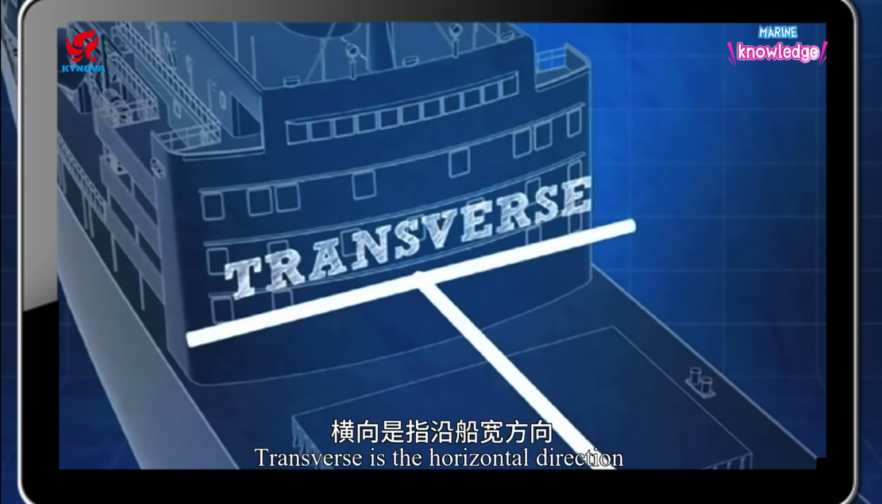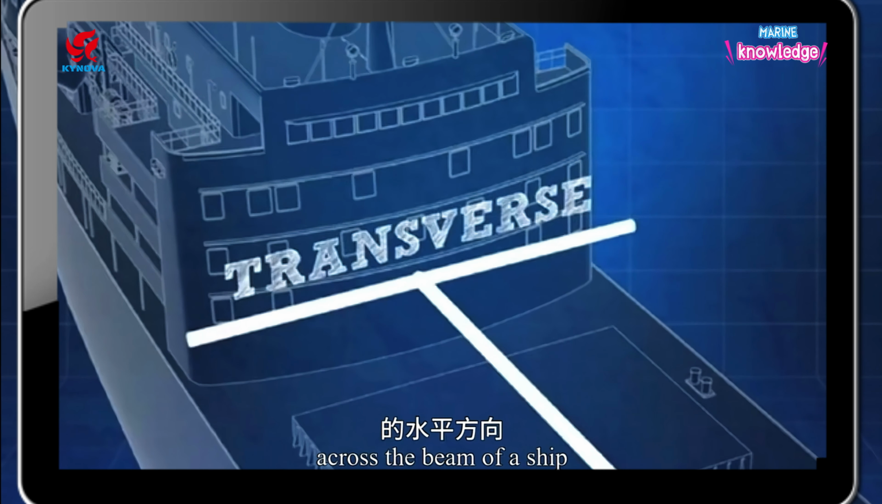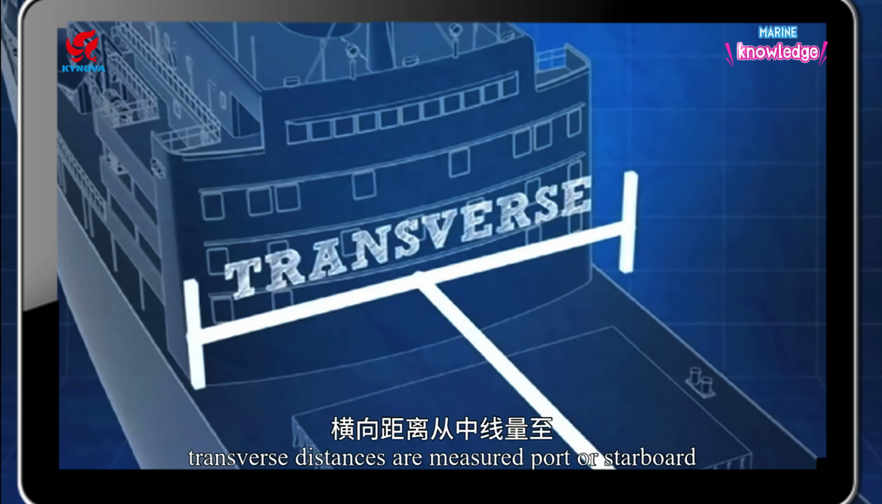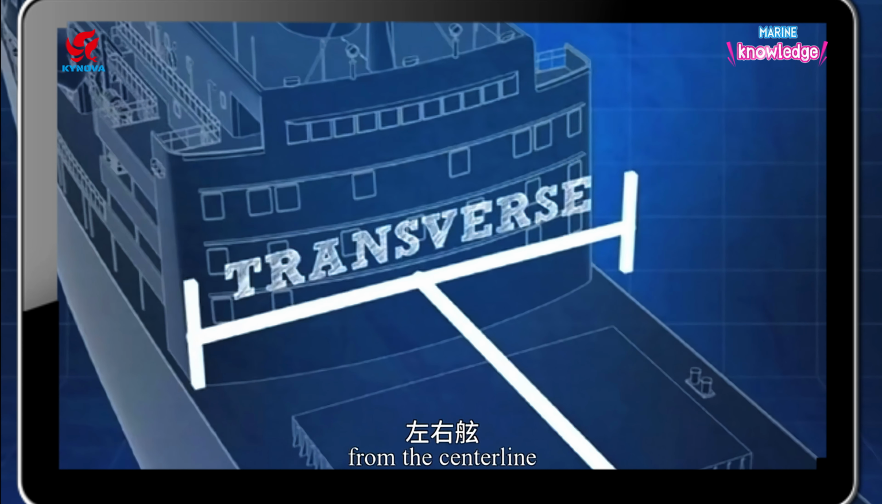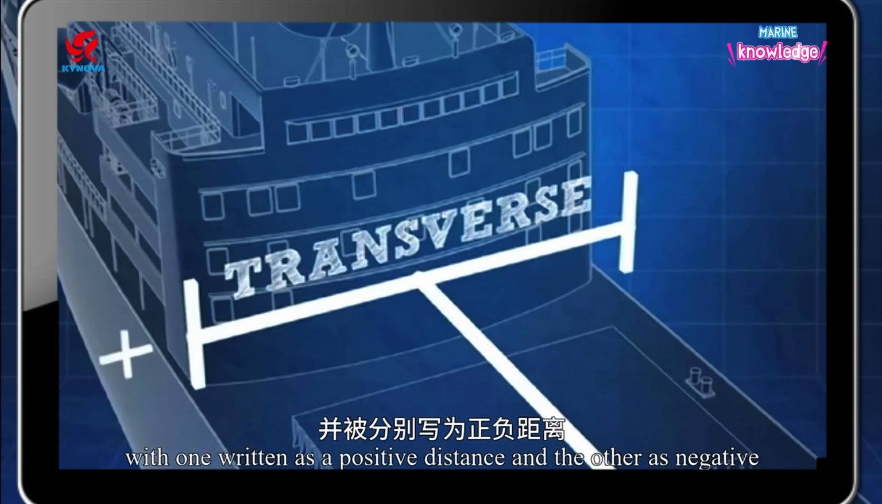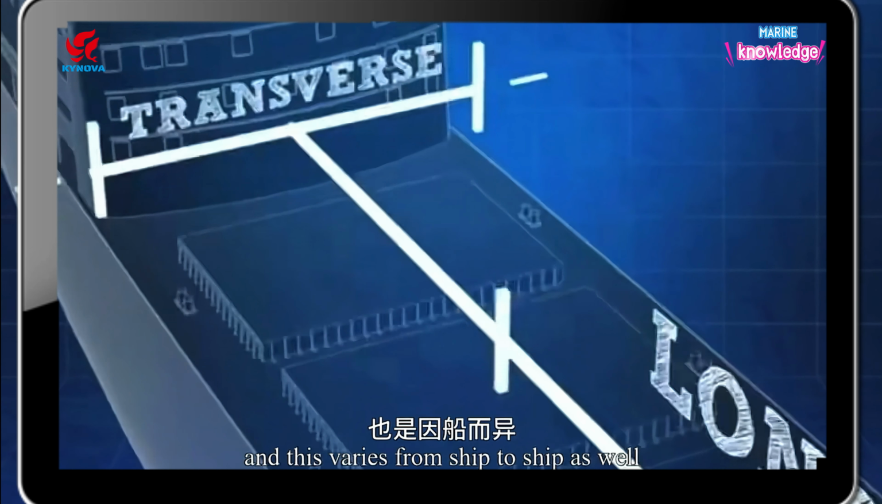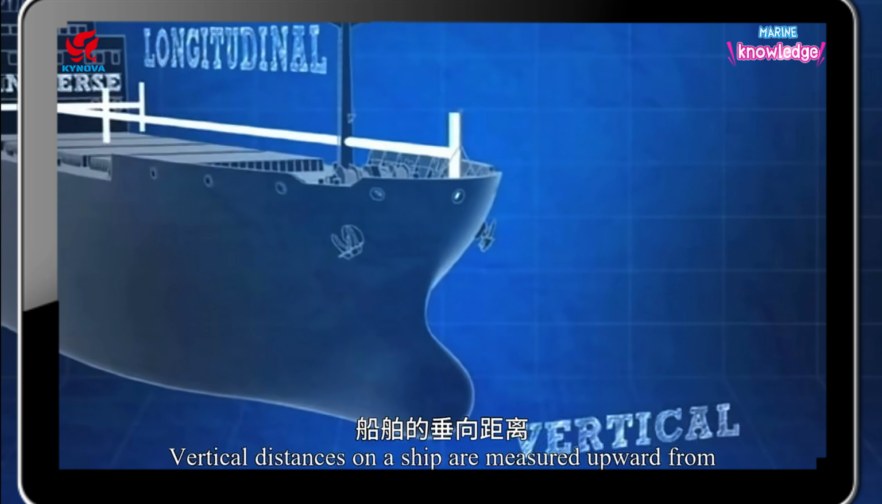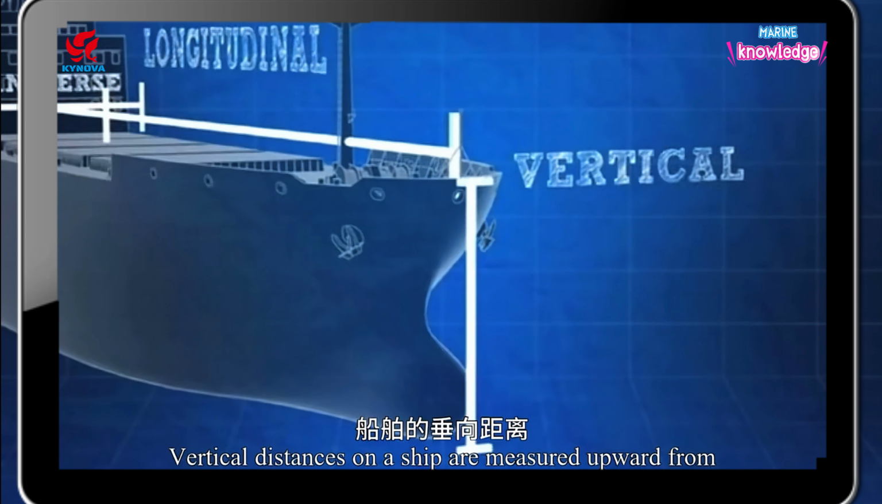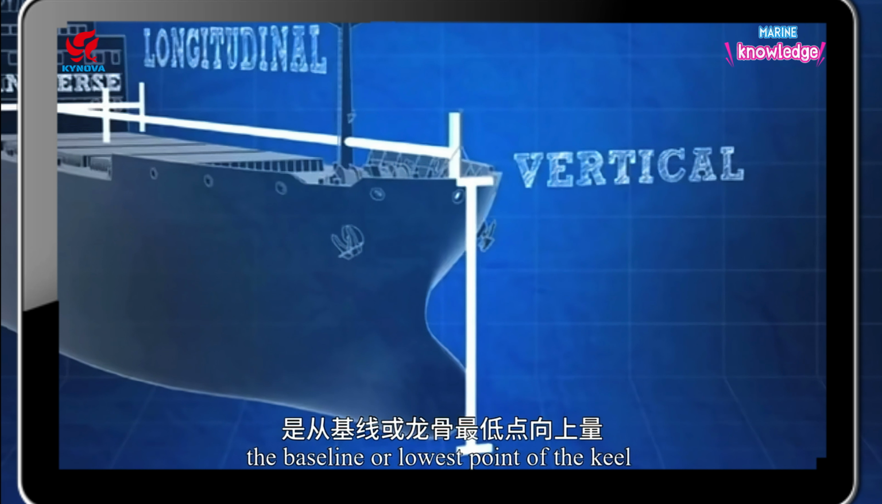Transverse is the horizontal direction across the beam of a ship. Transverse distances are measured port or starboard from the center line, with one written as a positive distance and the other as negative. It is not standard which is which, however, and this varies from ship to ship as well. Vertical distances on a ship are measured upward from the baseline or lowest point of the keel.